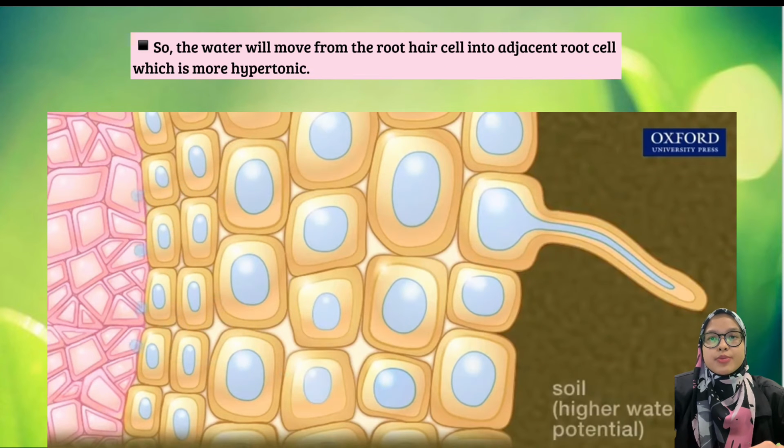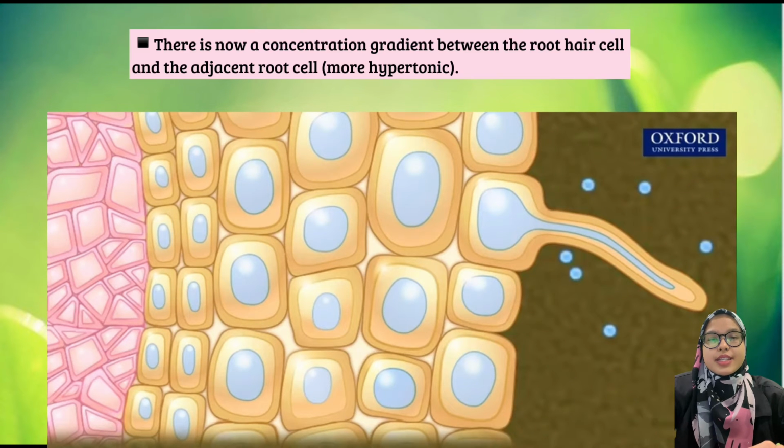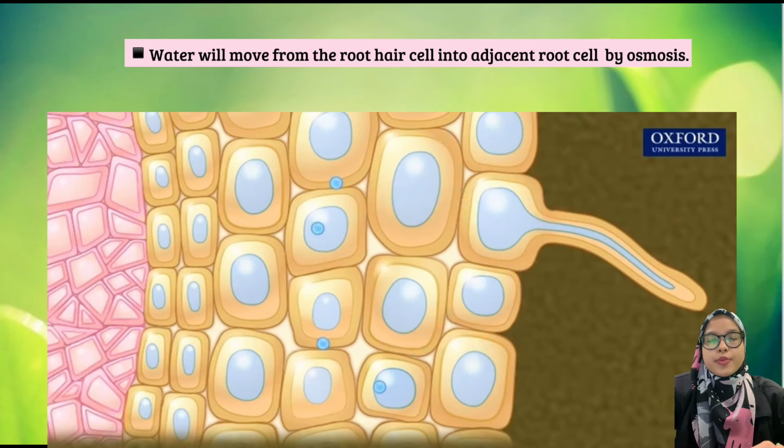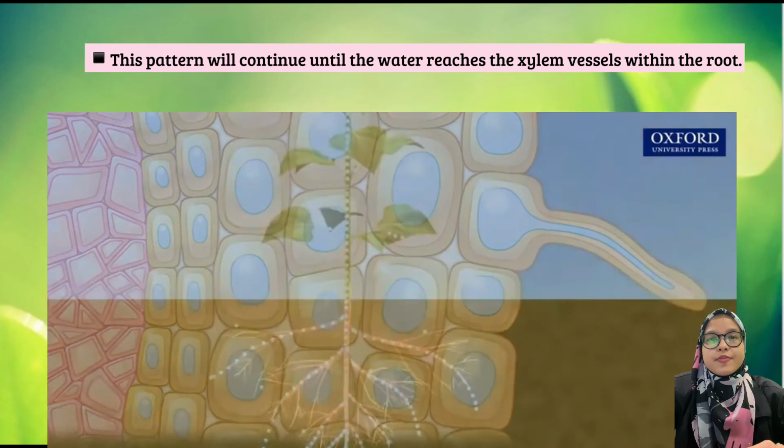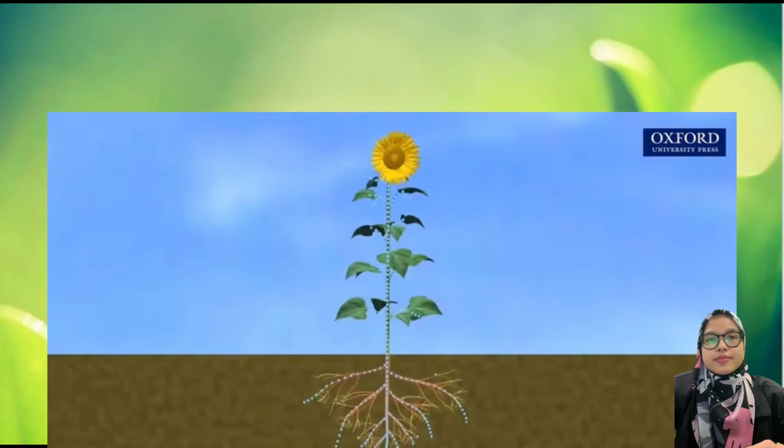So, the water will move from the root hair cell into the adjacent root cell, which is less hypertonic. There is now a concentration gradient between the root hair cell and the adjacent root cell. Water will move from the root hair cell into the adjacent root cell by osmosis. This pattern will continue until the water reaches the xylem vessels within the root.